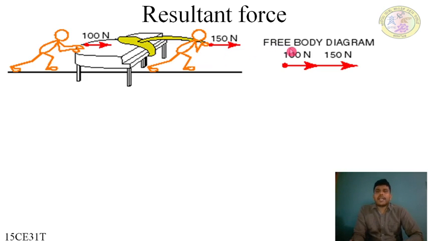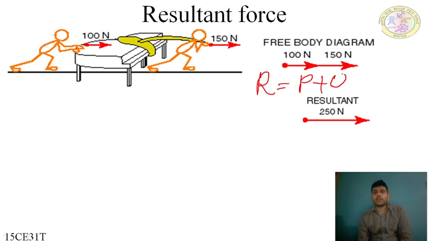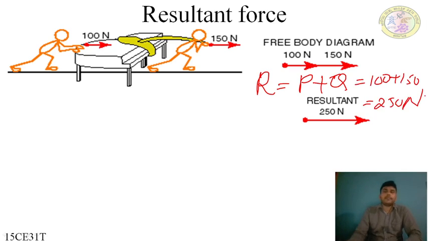The free body diagram will be 100 Newton and 150 Newton, which are collinear forces, and the resultant force will be 250, as it is the sum of the two forces. Here, the resultant will be P plus Q, as it is in the same direction. P plus Q is equal to 100 plus 150, that is 250 Newton.